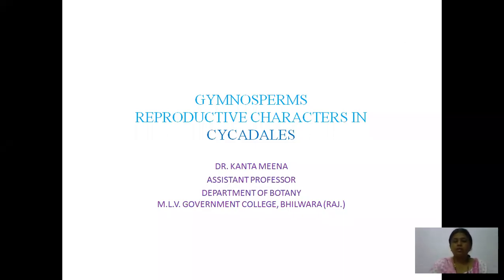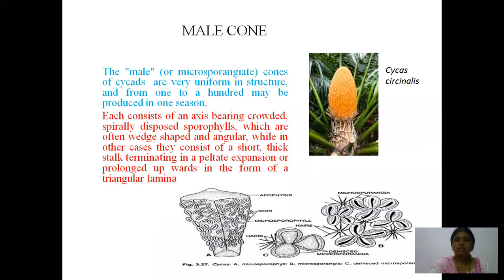Namaskar. Today I am going to teach you the reproductive characters in cycads. The members of the cycads are all dioecious, that is, the male and female plants are different. Male cones are formed on the male plant and female cones are formed on the female plant.